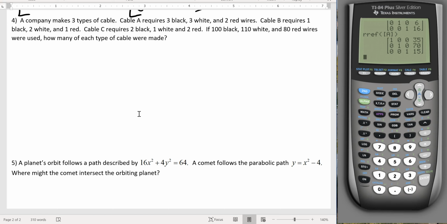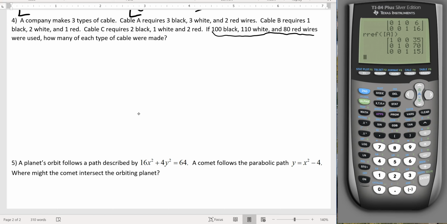So I would let you struggle with this if we were in person, but since we're not, it'd just be kind of crude. The challenge here is that most students would make the equation that A equals 3B plus 3W plus 2R. That's not the way to do this. They give us the total number of wires that are used. So what we need to use here is for each cable, we're going to have a black equation, a white equation, and a red equation.